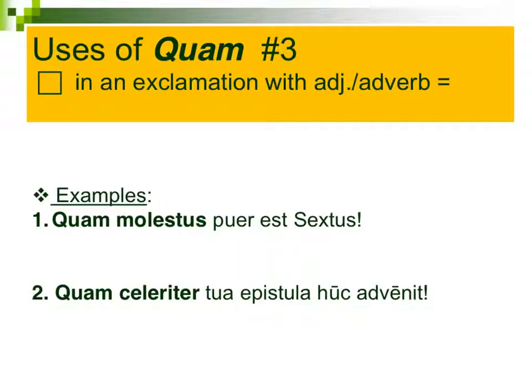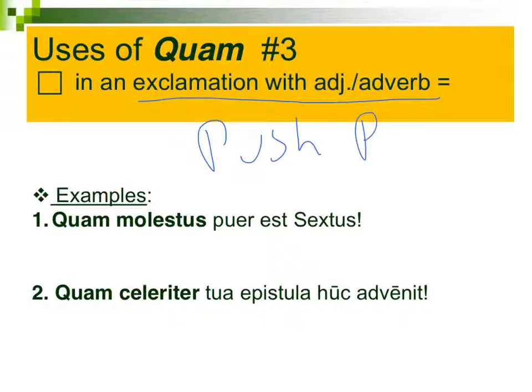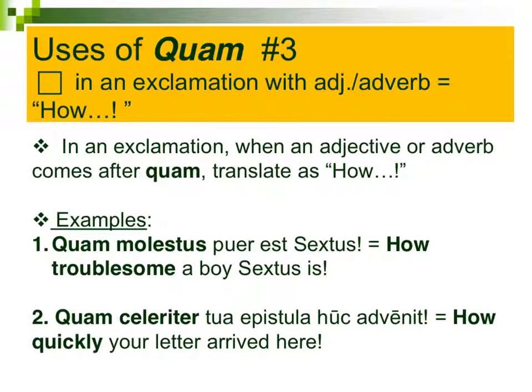Okay, here's use of quam number 3 in an exclamation with an adjective again or an adverb. Please push pause and determine what quam means in these sentences. So quam in an exclamation, again, it's joined with an adjective or adverb, means how. So quam, going with molestus, how annoying or how troublesome a boy Sextus is. Or here quam in number 2 is with clariter, an adverb. How quickly your letter arrived here.